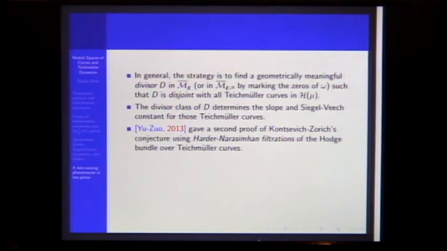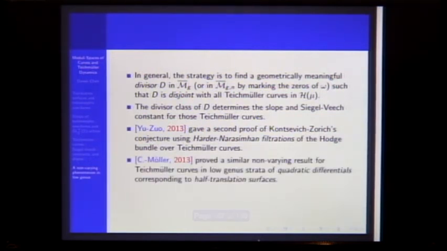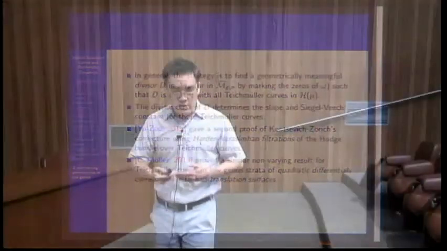And later on, Yu and Zuo gave another very interesting proof of the conjecture. Their method is rather different. They use the so-called Harder-Narasimhan filtration of the Hodge bundle over a Teichmüller curve. And there's another parallel story. If you know this kind of translation surface well, you might be aware of the so-called half-translation surfaces coming from quadratic differentials. You can do basically everything similar. So along with Martin Möller, we proved a similar nonvarying result for Teichmüller curves in low genus, but in the strata of quadratic differentials.